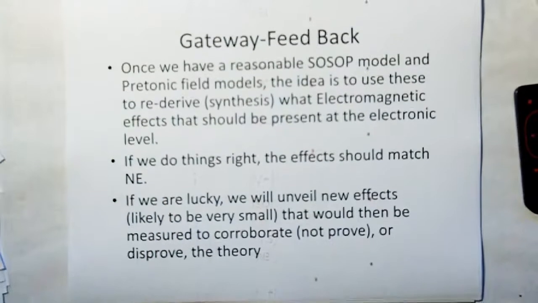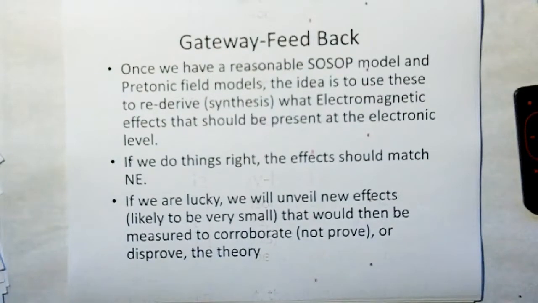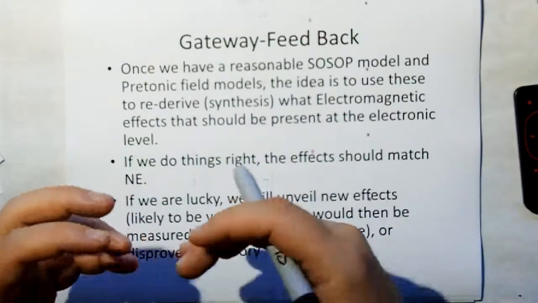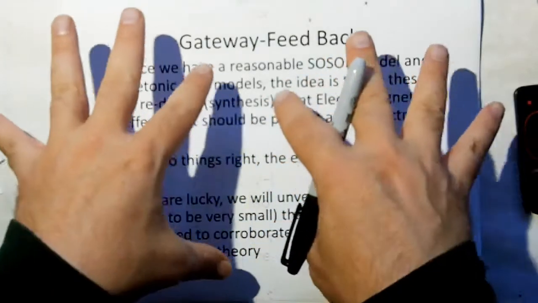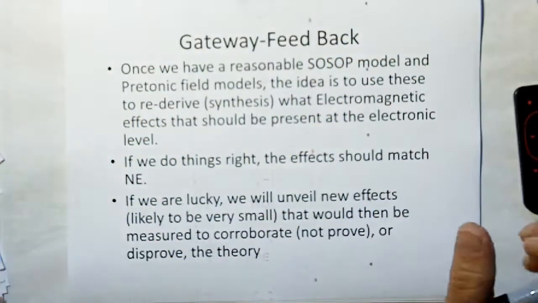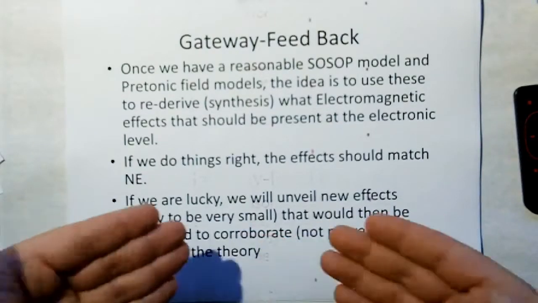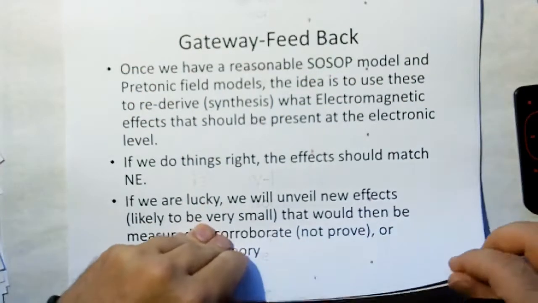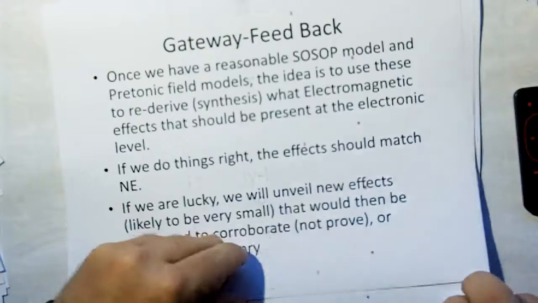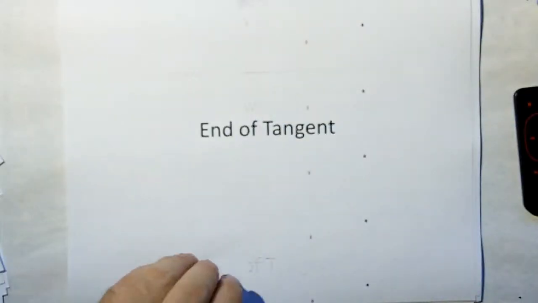If we're lucky, we'll unveil new effects, likely to be very small, that would then be able to be measured and corroborate, not necessarily prove, our models. In other words, if we measure these effects at the electronic level and they're there, that would at least corroborate that our models are good, not necessarily prove them. Because again, you can get correct answers with complete fantasy. But it may still make them useful, because now we have a model of this new effect we didn't know before. So at least we're getting closer to the truth. That's the end of the tangent.